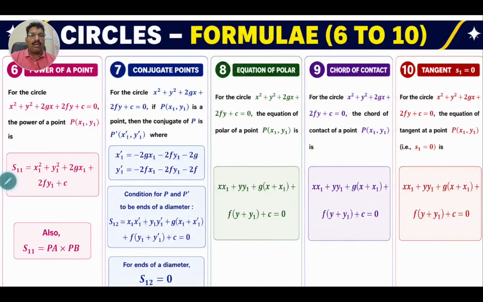Next, equation of polar is the 8th formula, equation of chord of contact the 9th formula, and tangent equation the 10th formula. All three formulas are the same, that is S1 equal to 0. The S1 notation, as you already know, is x x1 plus y y1 plus g of x plus x1 plus f of y plus y1 plus c equal to 0.